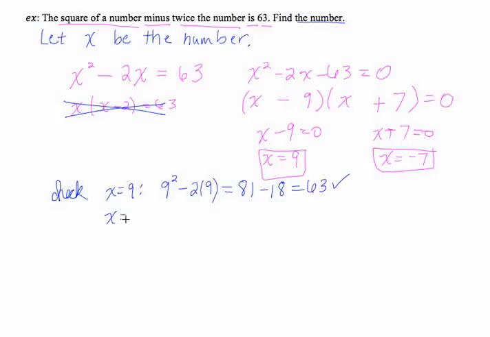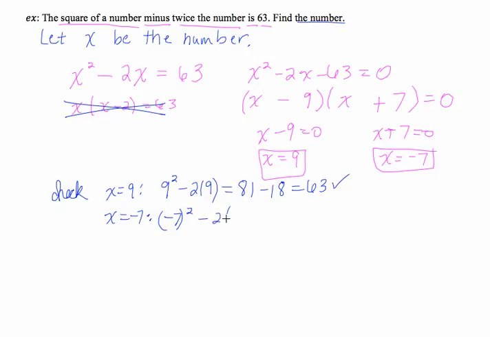Now let's check x equals negative 7. Negative 7 squared, okay, that is not negative 7 squared. This is negative 7 squared. You do have to have parentheses around the negative 7 because if you don't, this says square the 7 first because of order of operations and then multiply by the negative. So that one would be negative 49, not positive 49.